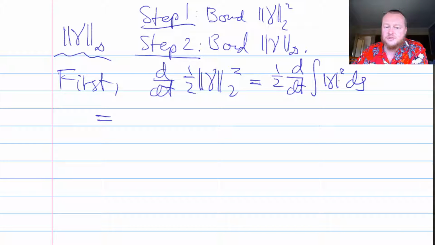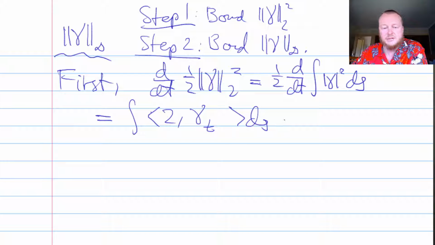Okay, first the derivative hits the gamma squared, and we're going to get a 2. Okay, we're going to get 2 gamma_t, which we can just substitute for directly. Don't worry about that. And then we're going to get the derivative landing on the arc length element, which is going to give us the term that we had before, which was, oh, 1 second.